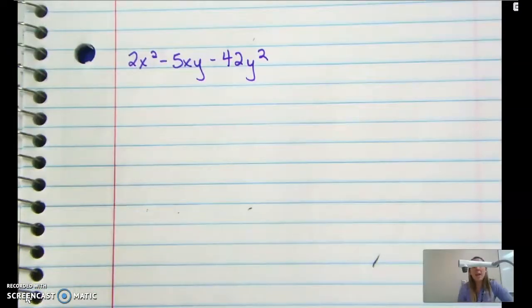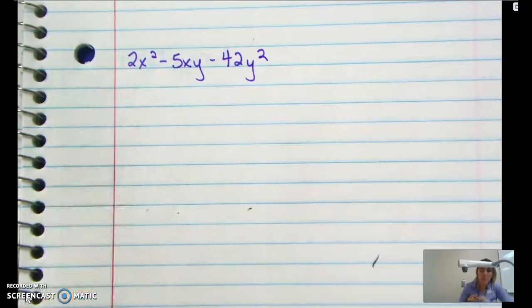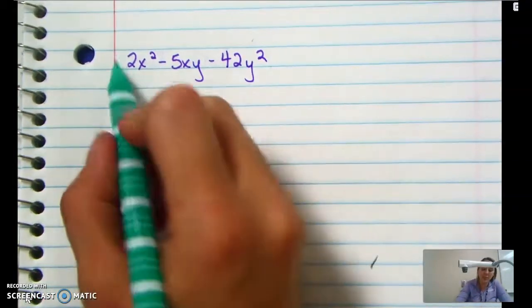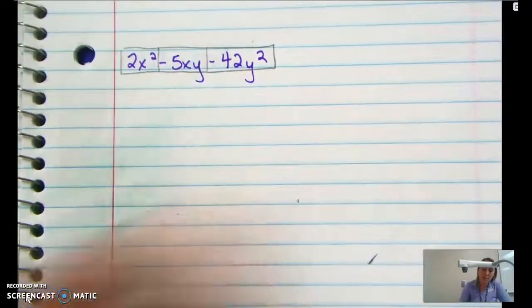Okay, so now we have a trinomial here. A trinomial because this is one term, this is one term, and this is one term. 3 terms, trinomial. So what we're going to do is we're going to check to see for a greatest common factor. I'm always going to check that.